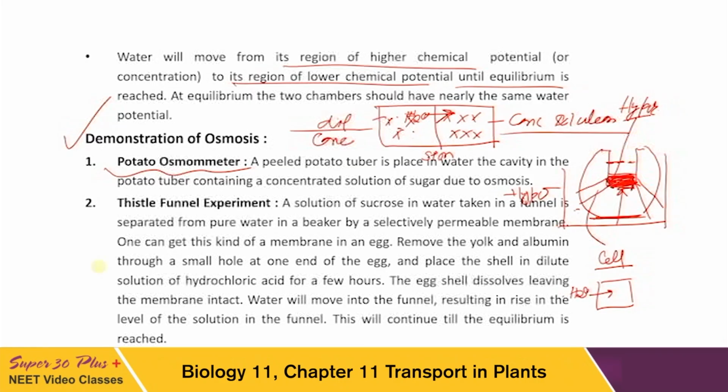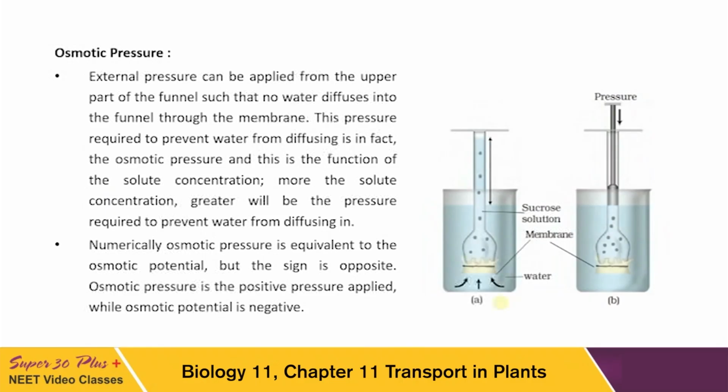We can demonstrate this by the Thistle funnel experiment also. In the Thistle funnel, that we will discuss in the diagram. What is there in the Thistle funnel? This is the Thistle funnel, an inverted funnel with a long neck. Here we have a concentrated solution of sucrose, and here we have a semi-permeable membrane. It is kept here in water. The water is hypotonic. This one is hypertonic.